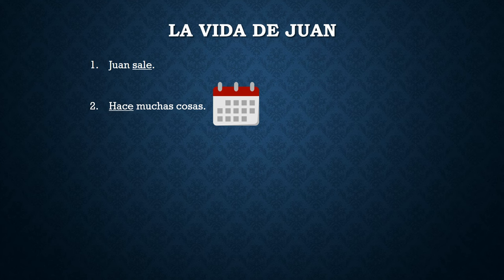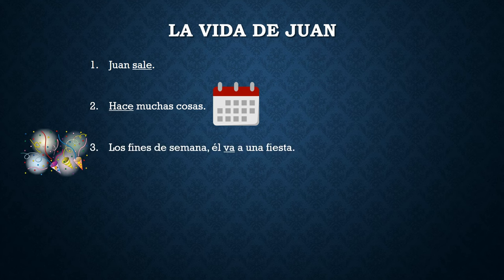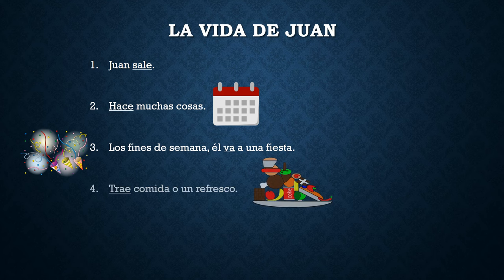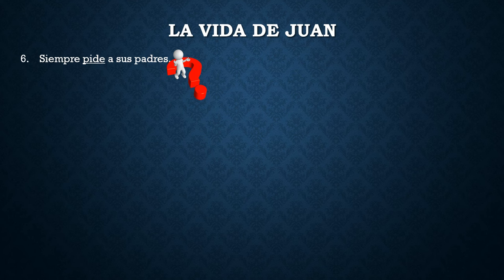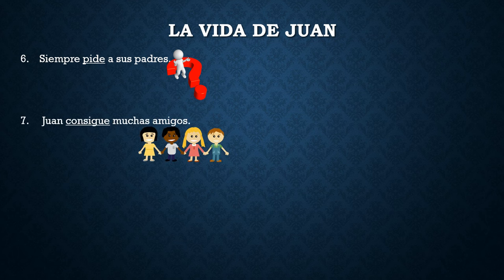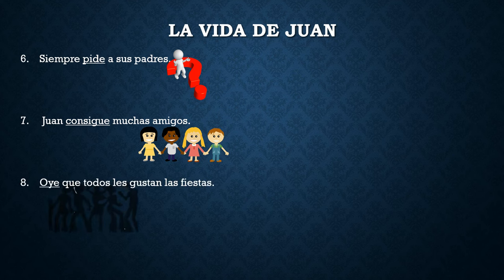Hace muchas cosas. Los fines de semana, él va a una fiesta. Trae comida o un refresco. Coke es un refresco. A veces, Juan tiene fiestas. Siempre pide a sus padres. Oh, he's a good boy. Siempre pide a sus padres. Juan consigue muchos amigos. Oye que a todos les gustan las fiestas.